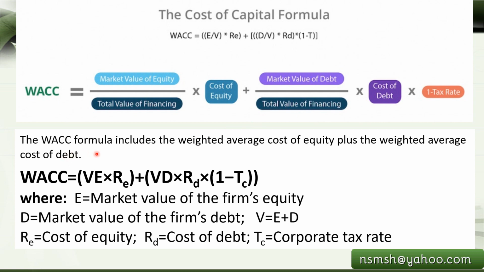The weighted average cost of capital formula includes the weighted average cost of equity plus the weighted average cost of debt. When we calculate the weighted average cost of equity, it also includes the cost of common stock as well as the preferred stock. Accordingly, we will see in detail. This is the formula explained with the values here.